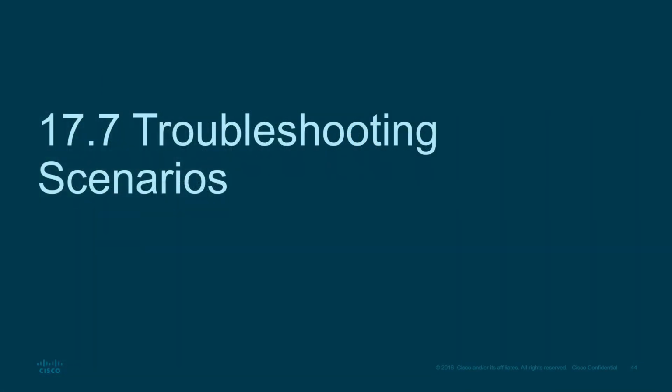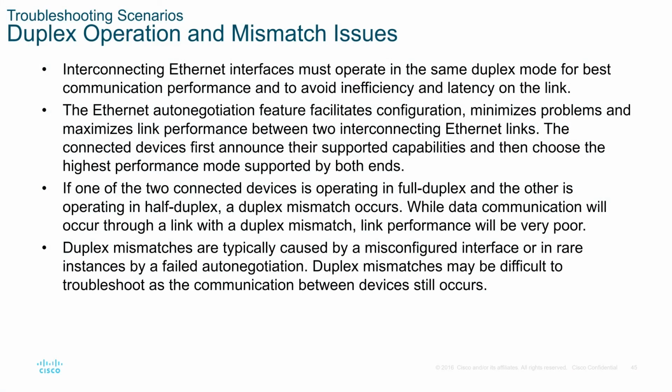Some troubleshooting scenarios. One very common is in duplex. Interconnecting Ethernet interfaces must operate in the same duplex mode. They are either full duplex or half duplex. You never connect a full to a half, or configure one side to be full and the other side to be half.